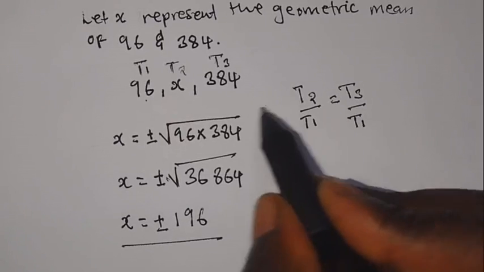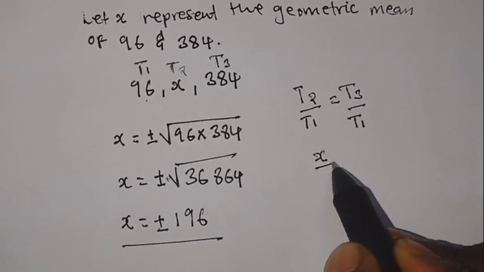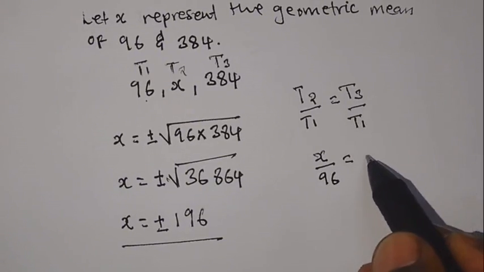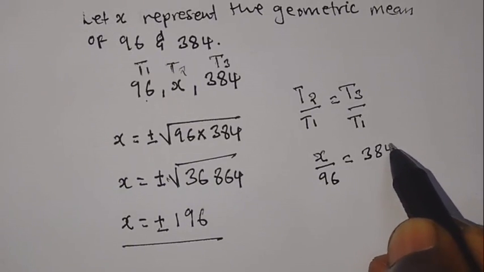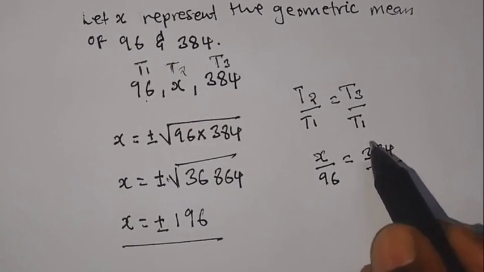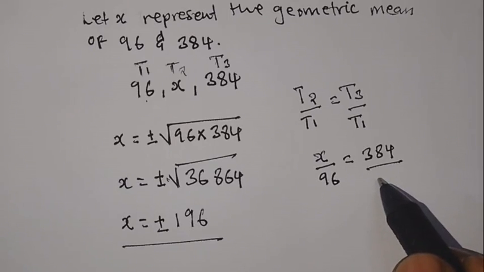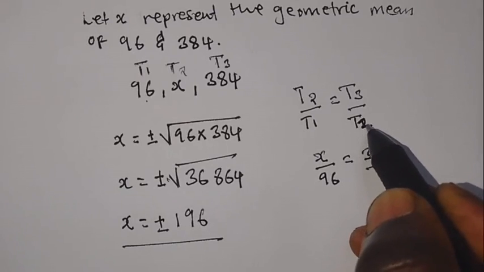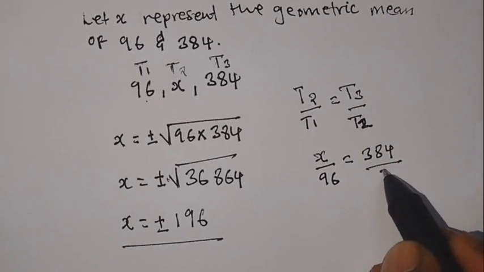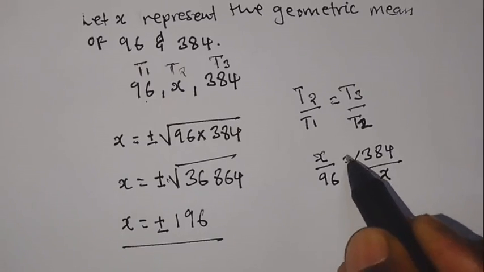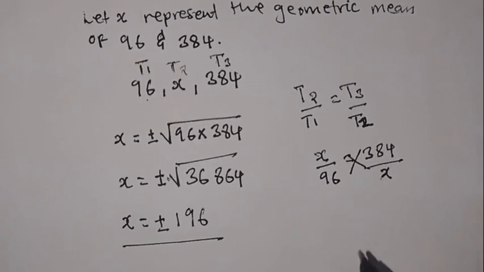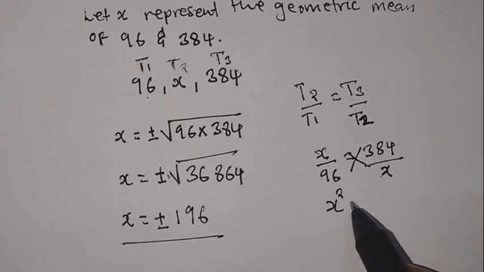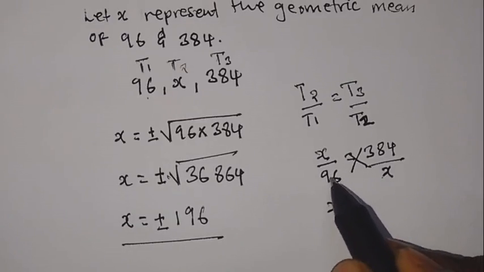Okay, so T2 over T1 is 96, equal to T3 is 384 over T2. Sorry, here it's supposed to be T2, because T2 is X. So here you cross multiply this times this, and we're going to have X squared, which will give you this times this.